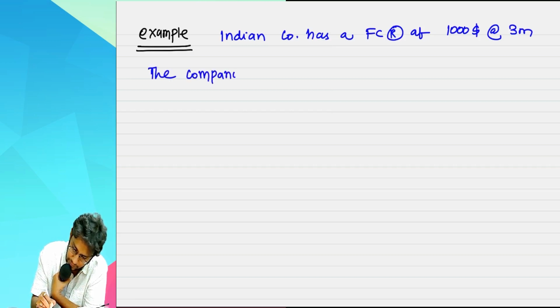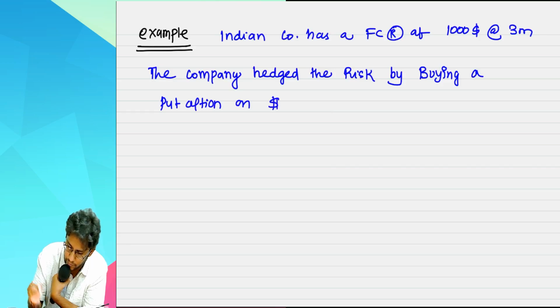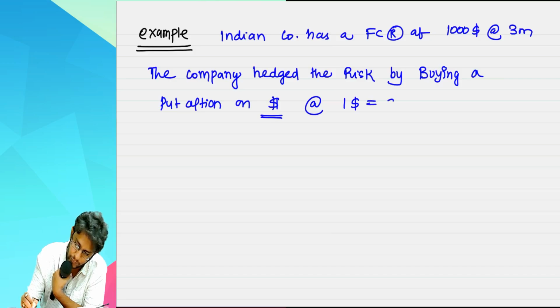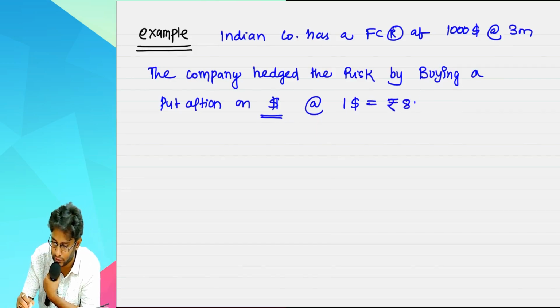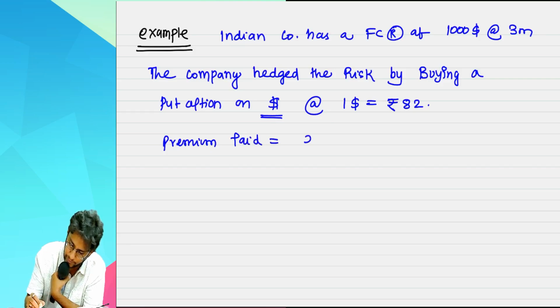The company hedged the risk by buying a put option on dollar. Very clearly I am telling you the action also. At the rate of $1 is equal to 82. Premium paid is rupees 0.50 per dollar.